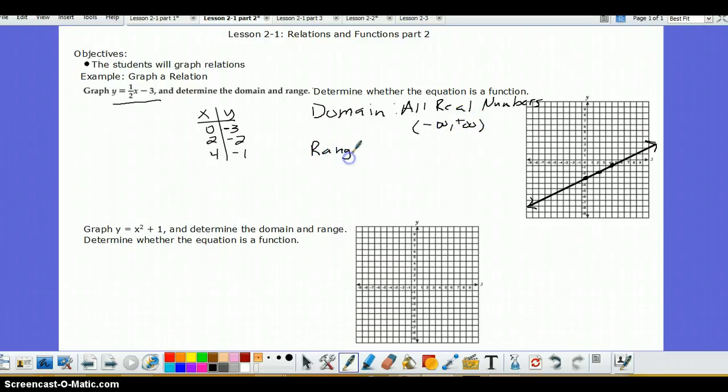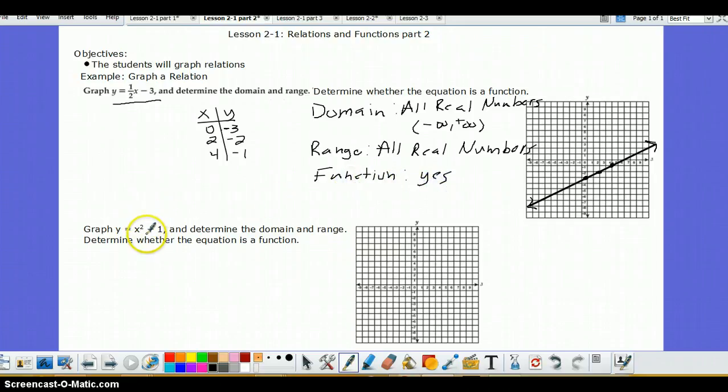So range, going forever down, forever up. So again, that's all real numbers. And as far as a function, yes, it is a function.